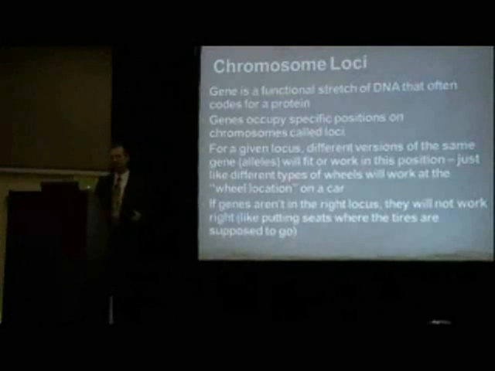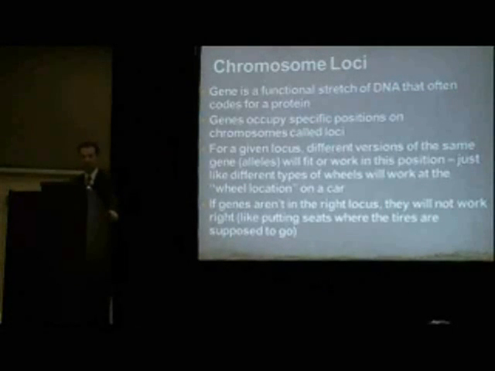For example, a gene is a stretch of functional DNA that often codes for a protein. Genes occupy specific positions called loci. For a given locus, different versions of the same gene, or alleles, will fit or work in this position. They're called different types of alleles, just like different types of wheels will work in the same wheel location on a car.